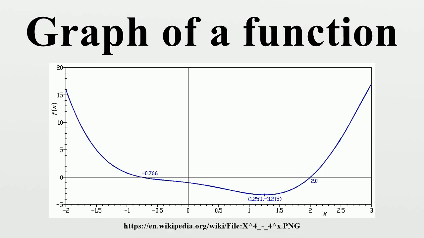To test whether a graph of a curve is a function of x, one uses the vertical line test. To test whether a graph of a curve is a function of y, one uses the horizontal line test. If the function has an inverse, the graph of the inverse can be found by reflecting the graph of the original function over the line y equals x.